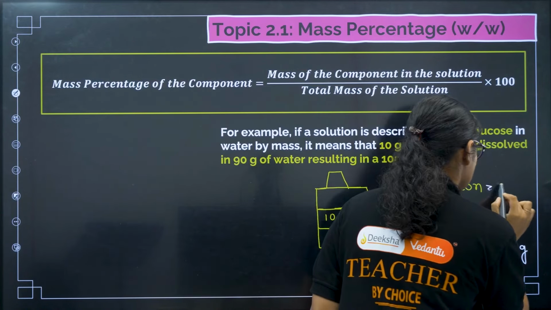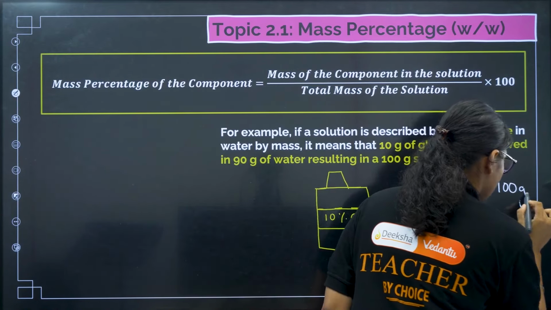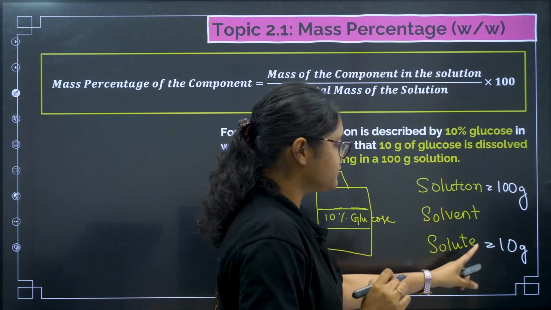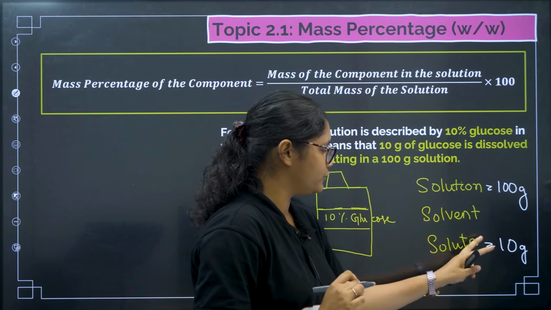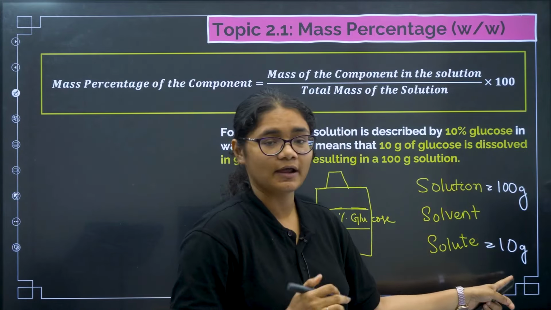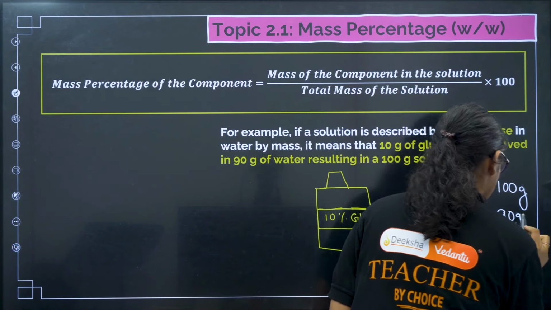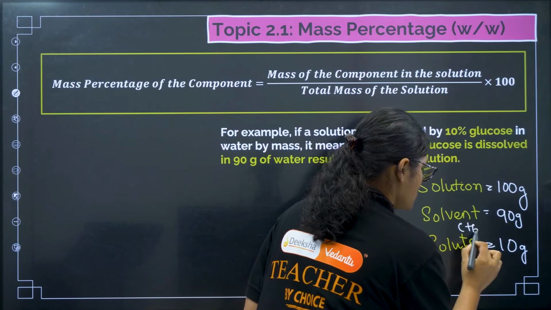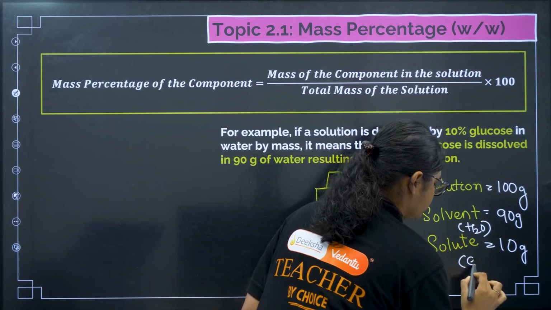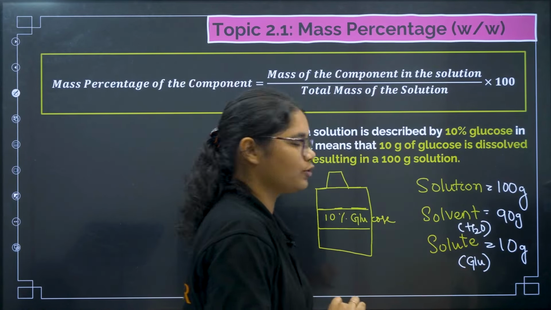So this is how much? 100 gram. Now this solvent and solute makes the solution. So if solution is 100 gram, solute is 10 gram, then how much will be solvent gram? Solvent will be 90 gram. And in this case, our solvent is water and solute is glucose. I hope this is clear.